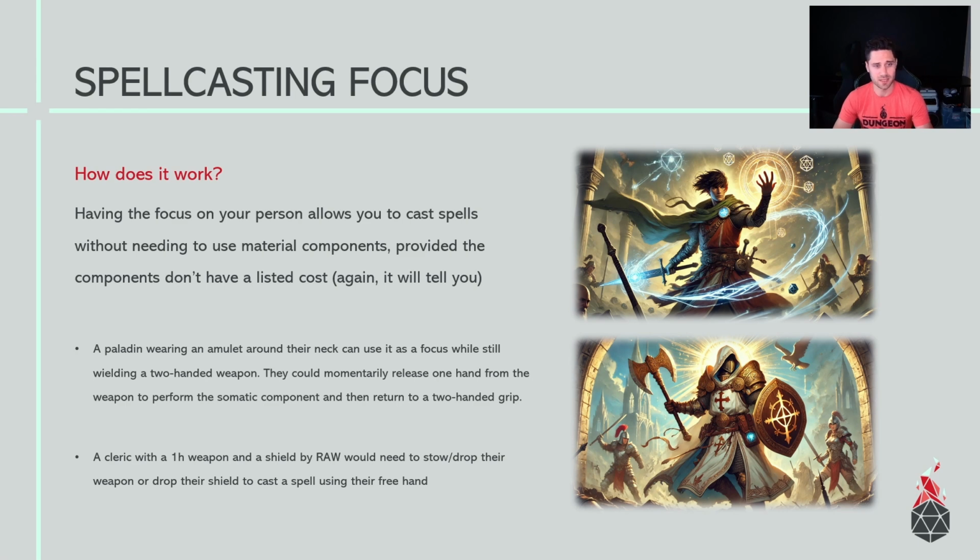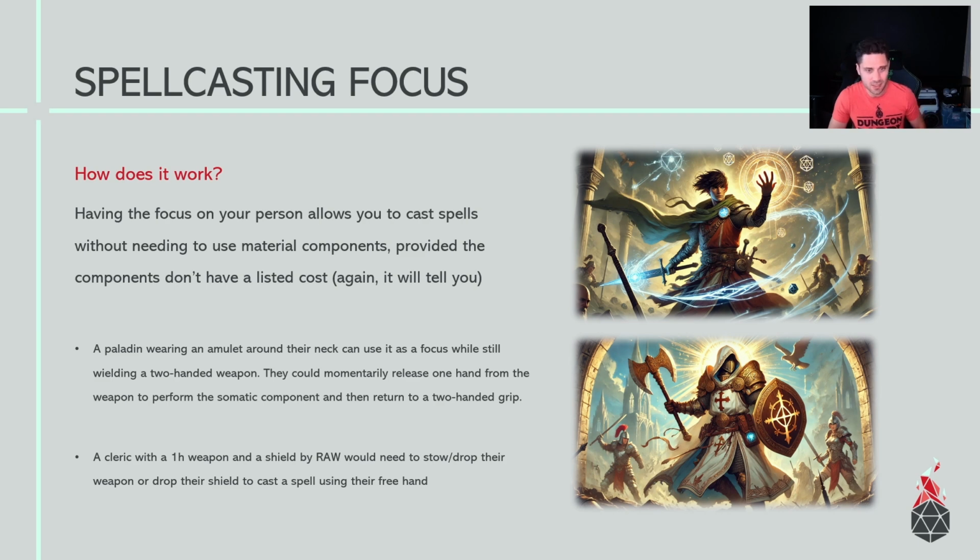Another example of this is a cleric with a one-handed weapon and a shield. By RAW, rules as written, they would need to stow or drop either their weapon or their shield to have a free hand to cast their spell. This situation is a little more complicated because a cleric typically uses their shield as their focus. A lot of clerics do because it allows you to not need something else on you. As you can see, my cleric does have his insignia on his shield.